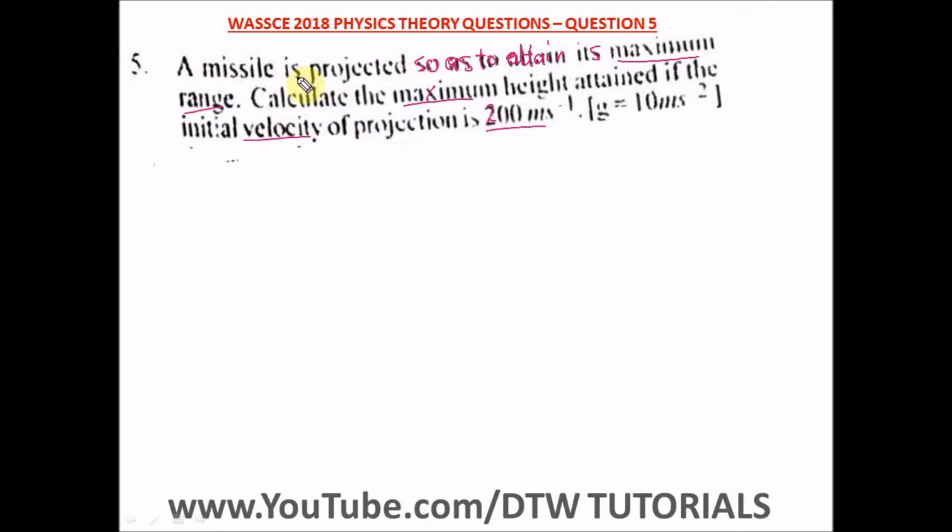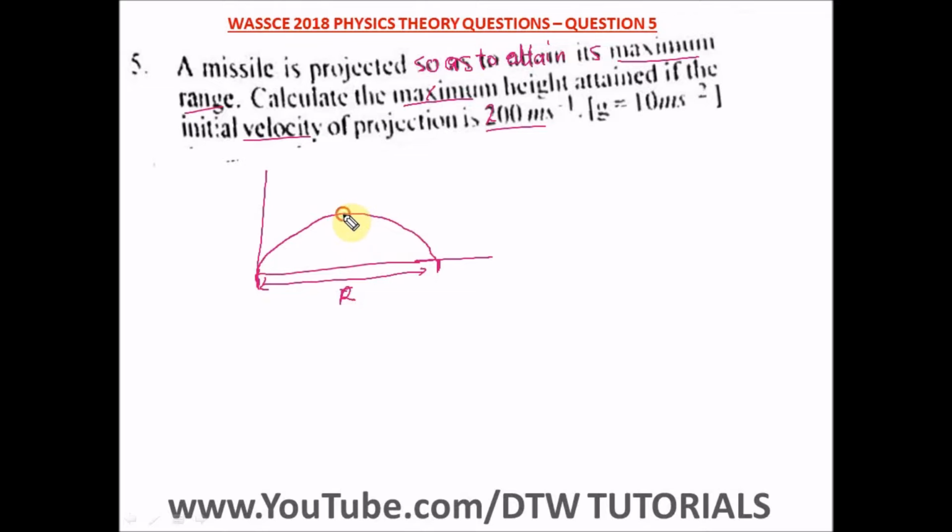All right, so this is projectile. So let's say we have this. All right, so a missile projected so as to attain its maximum range. Remember, what is your range? Let's say the projectile goes from here and lands somewhere, the missile. Here our maximum range is the distance from where the missile was shot to where it landed. That's our range, range R.